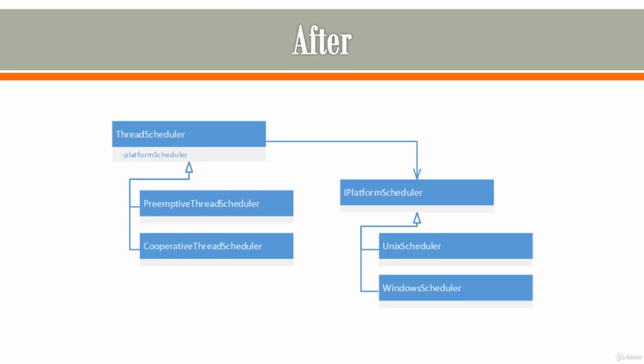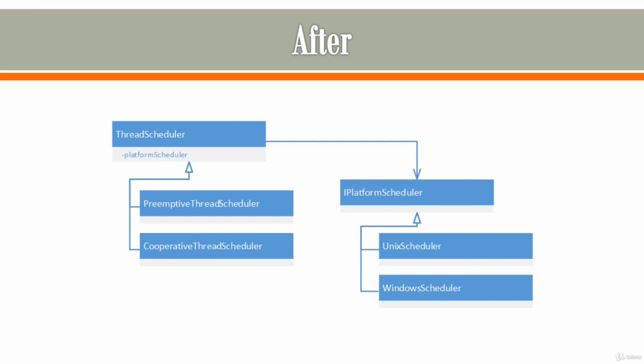What you do is you leave the thread scheduler as a base class, and you inherit from it the preemptive thread scheduler and the cooperative thread scheduler. But then, of course, instead of inheritance, you simply use aggregation. Say you give thread scheduler a private field of some kind called platform scheduler, which is of the interface type IPlatformScheduler, or indeed you can use an abstract class if you prefer that. And from that you inherit Unix scheduler and Windows scheduler.